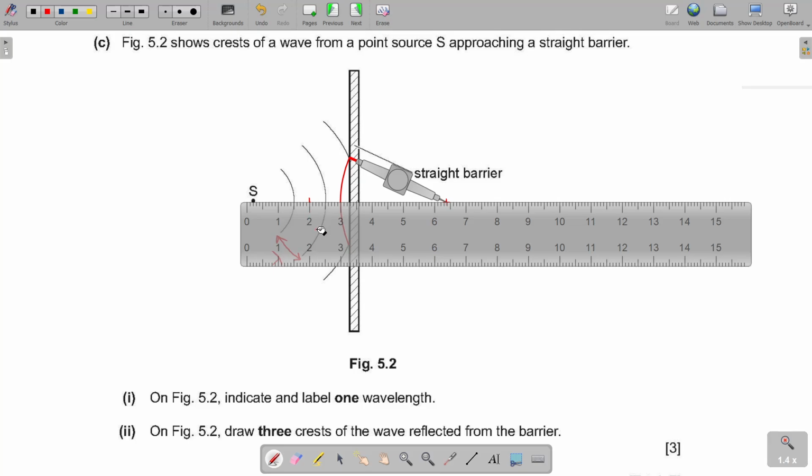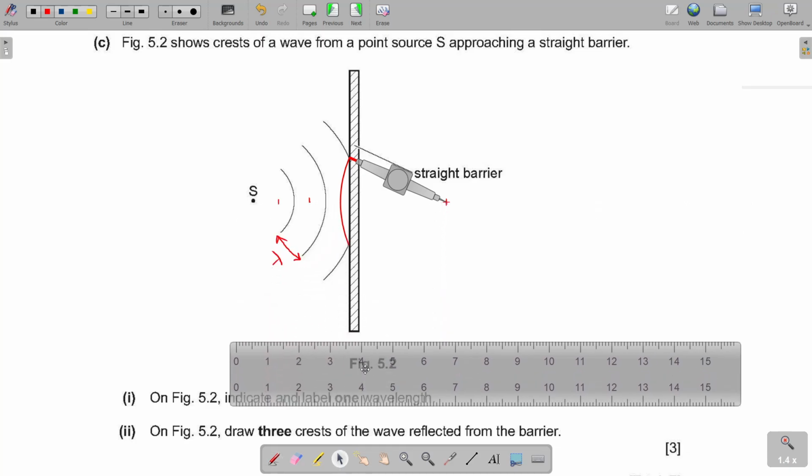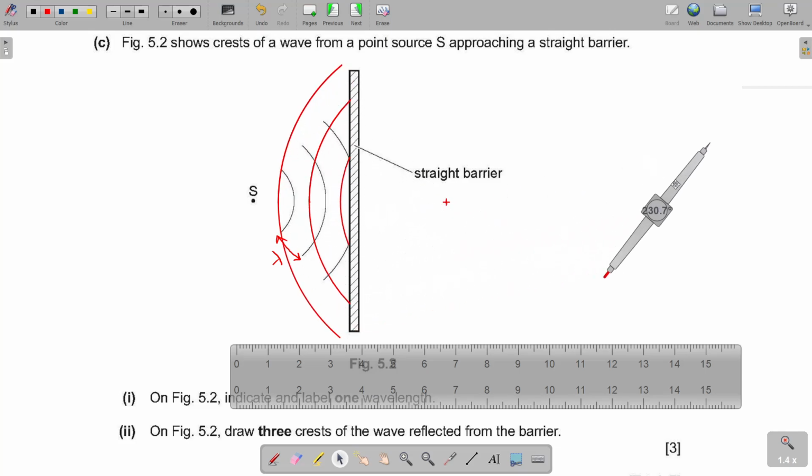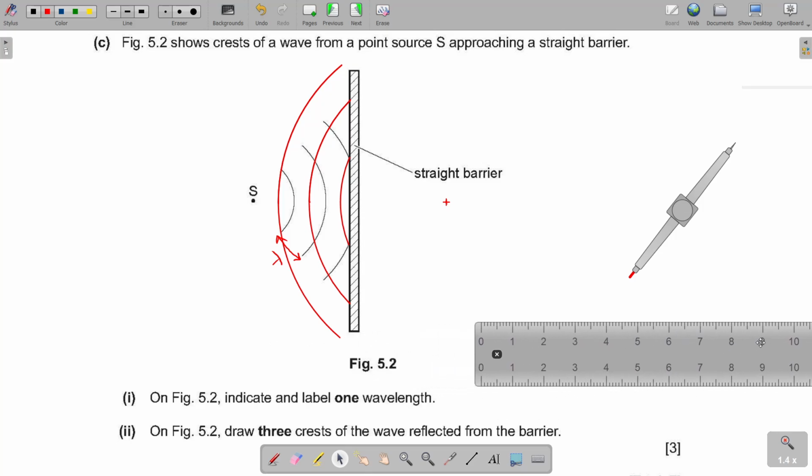So this is a part of the next wave and this is a part of the next wave. Now we use the compass again, but we extend from the same center of the compass but increasing the length, and we draw the next wave like this. Now we extend the length again from the same center to the next point, and we draw the next wave like this. So this is the final shape of the diagram.